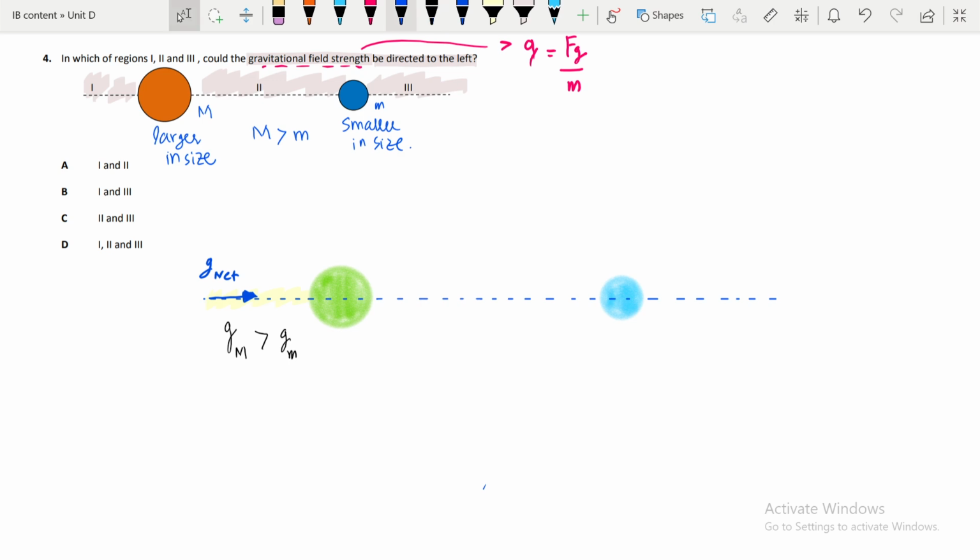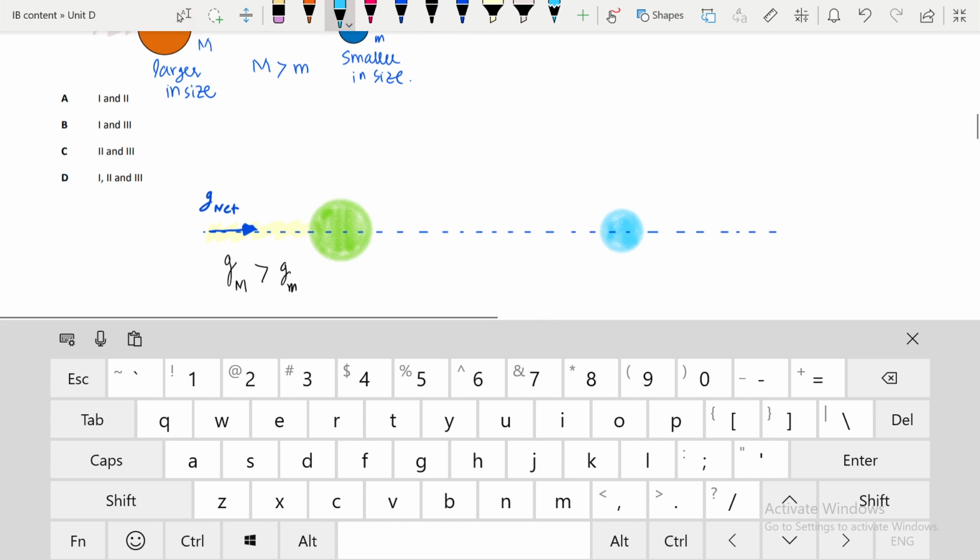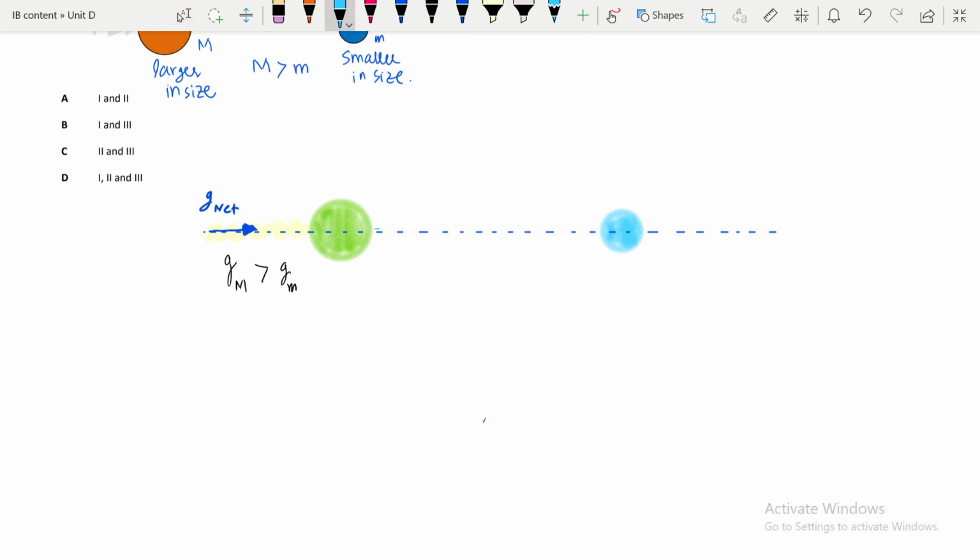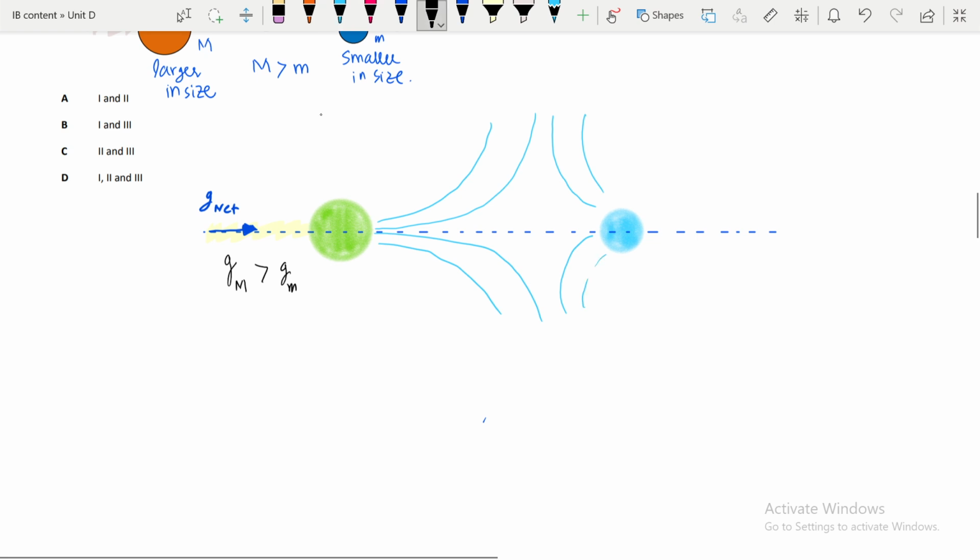When we place two masses that are not of the same mass, roughly this is the gravitational field between them, shaped like this. I will just draw a few lines to give you an idea that this is a gravitational field, and all the field lines are towards the relevant masses. So roughly we can say at this point the net gravitational field strength is 0.